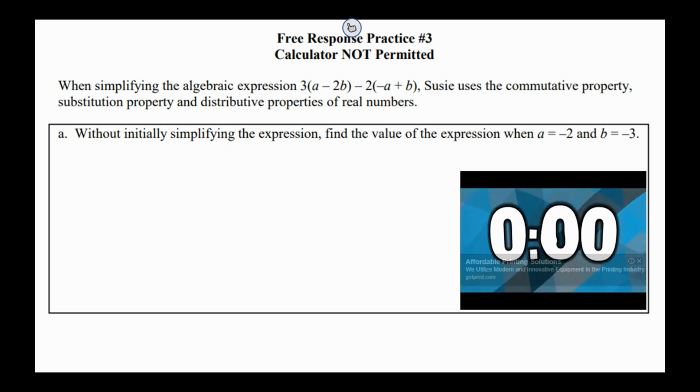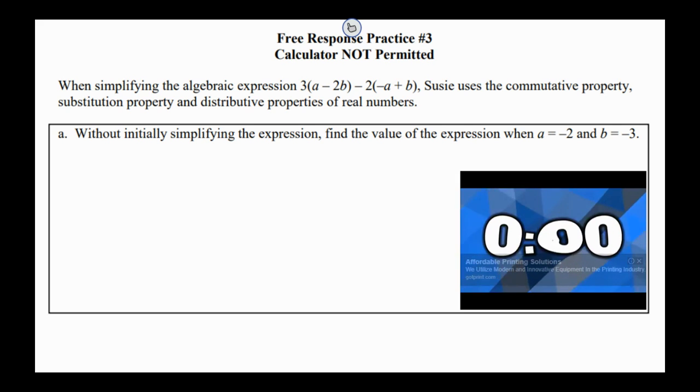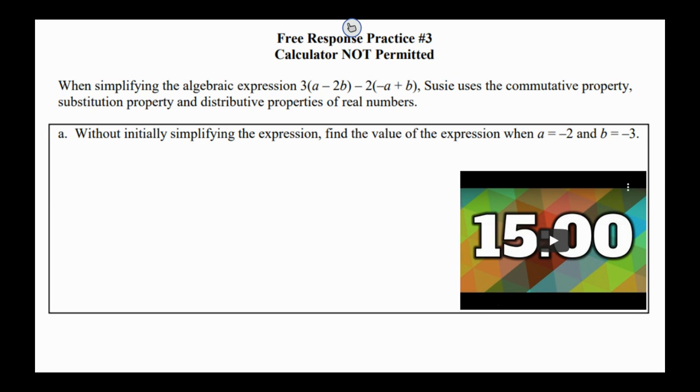Okay. For response 3, we're simplifying the algebraic expression 3 times a minus 2b minus 2 times negative a plus b. Susie uses the commutative property, substitution property, and distributive property of real numbers. Without initially simplifying the expression, find the value of the expression when a equals -2 and b equals -3.